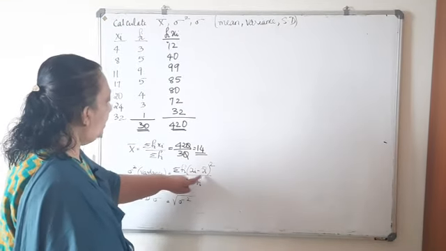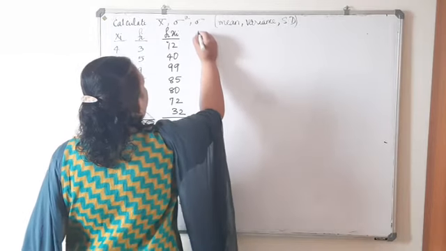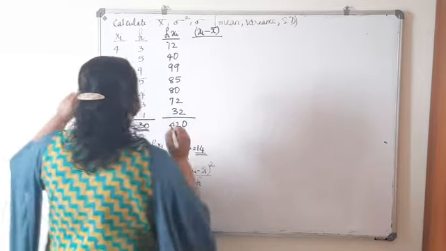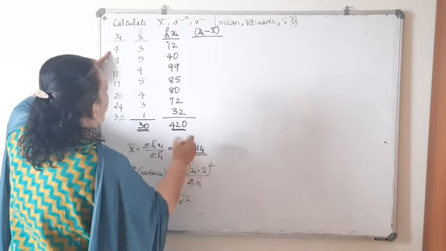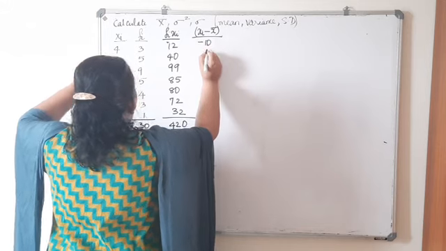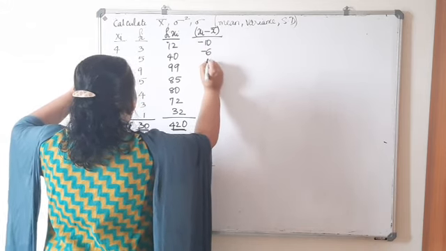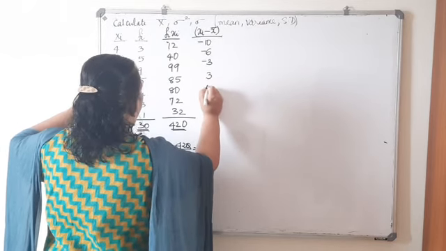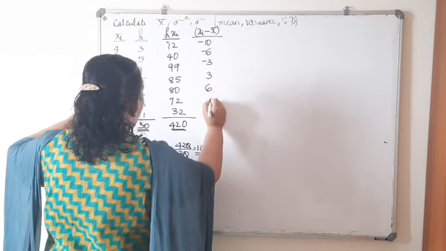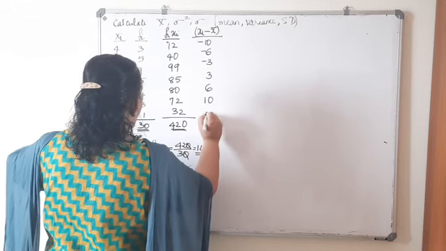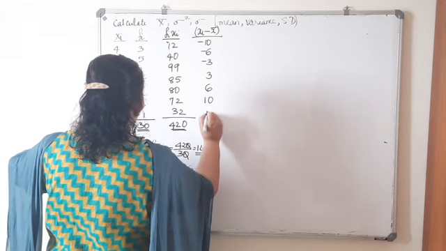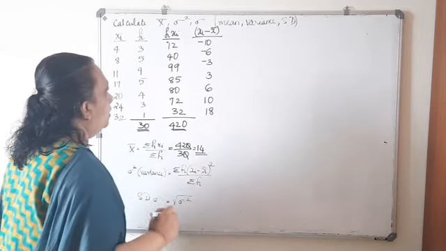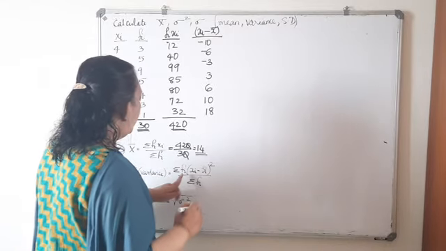So next column will be Xi minus X bar. 4 minus 14 is minus 10. 8 minus 14, minus 6. 11 minus 14, minus 3. 17 minus 14, 3. 20 minus 14, 6. 24 minus 14, 10. 32 minus 14 is equal to 18.